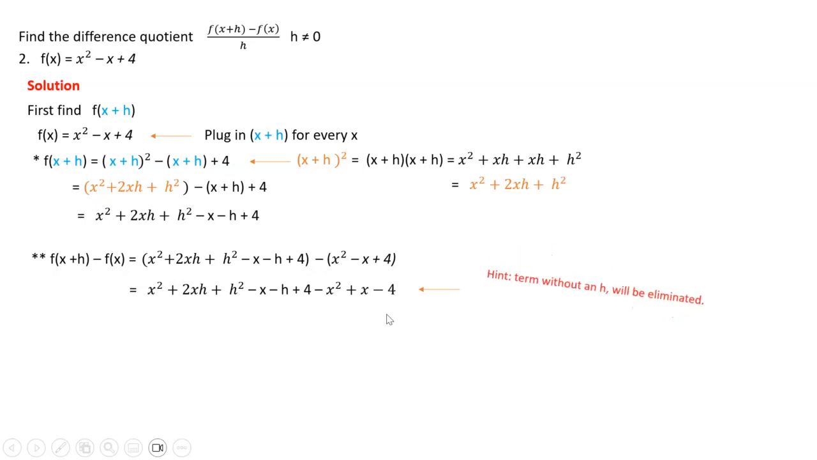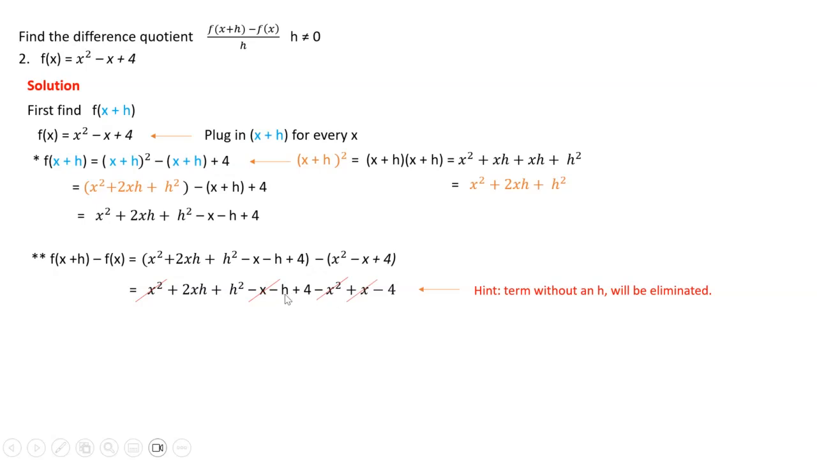Now here's a hint. Hey guys, every term without an h will be eliminated. For example, does x squared have an h? No, so somewhere there's going to be a negative x squared, and it's right here. Cancel. Does 2xh have an h? Yes, so that one stays. h squared has an h, that one stays. Does the negative x have an h? No, so somewhere there's going to be a positive x, and here it is, on the second term to the end.